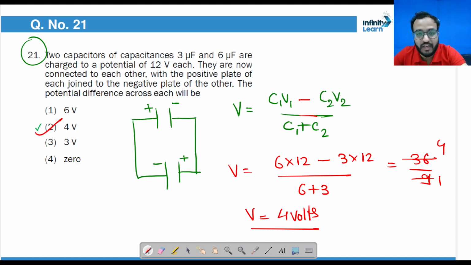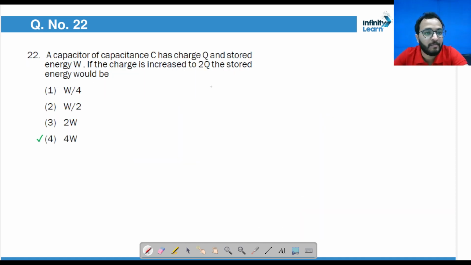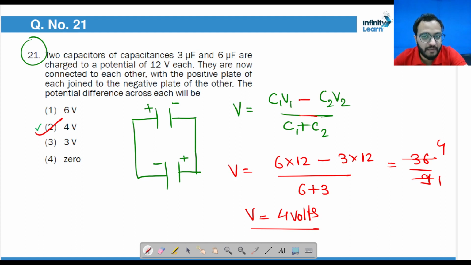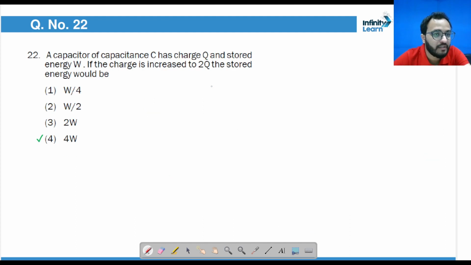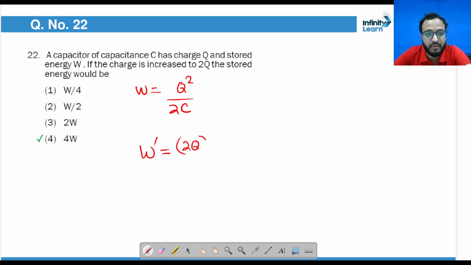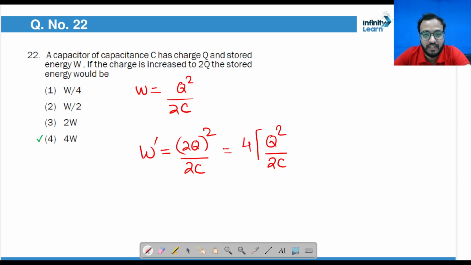I have told this in the class itself. This example also we did in the class, right? Not exactly, the data is not the same, but this kind of question we have already done in the class. So, a capacitor of capacitance C has charge Q, stored energy W. So W is equal to Q square by 2C. So obviously if you make it 2Q whole square by 2C, it is going to become 4 times Q square by 2C. Right? That is 4 times W.